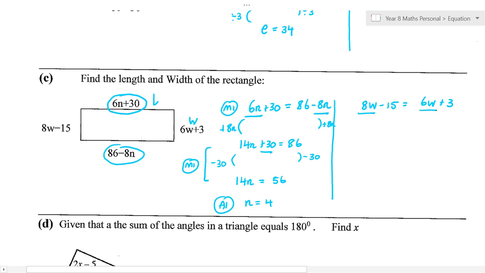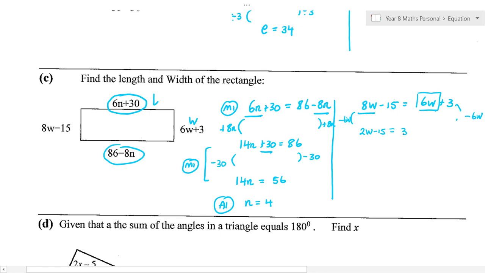We're looking at the w's and we're looking for the biggest one. 8w is larger than 6w. Be careful with negatives though, because with negatives, a larger negative number is actually smaller. Okay, so now what we're going to be doing is we want to deal with this 6w. So we're going to subtract 6w from both sides, which gives us 2w minus 15 is equal to 3.